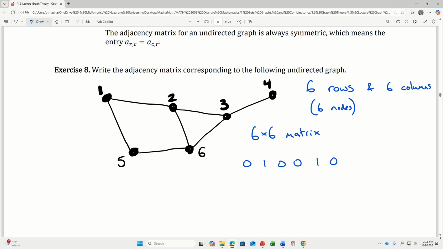In the second row, I'm looking at the second node, and I'm going to put a 1 where there's an edge and a 0 where there's not an edge. So it's going to be like this. In the third row, I'm looking at the third node of the graph. I'm going to put a 0 where there's not an edge and a 1 if there is an edge.